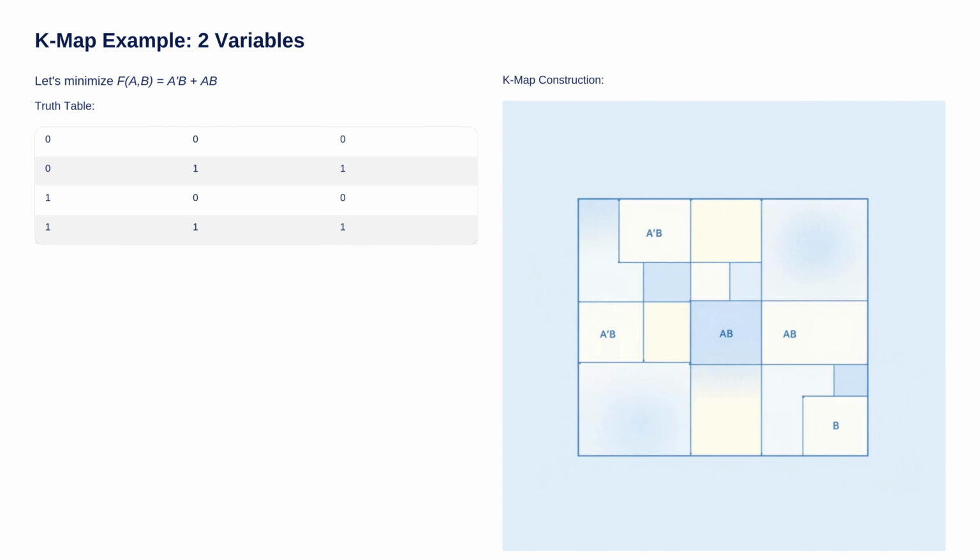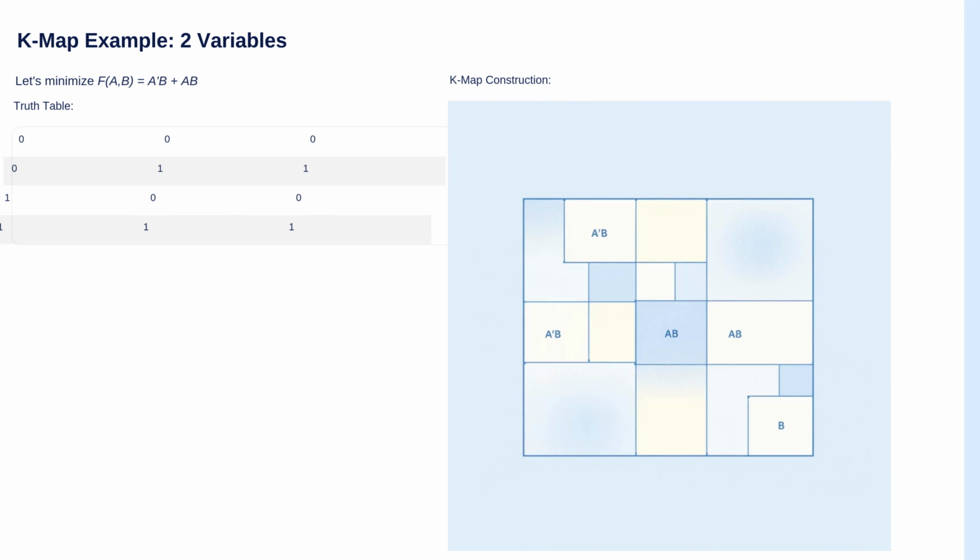K-map example, 2 variables. Let's minimize f(a, b) equals a'b plus ab. K-map construction. Truth table: 00 gives 0, 01 gives 1, 10 gives 0, 11 gives 1. By grouping the 2 ones, 01 and 11, we eliminate the variable a, resulting in the simplified expression.